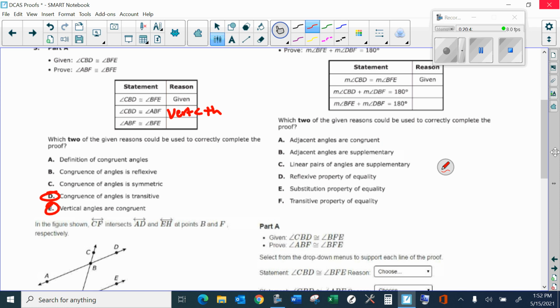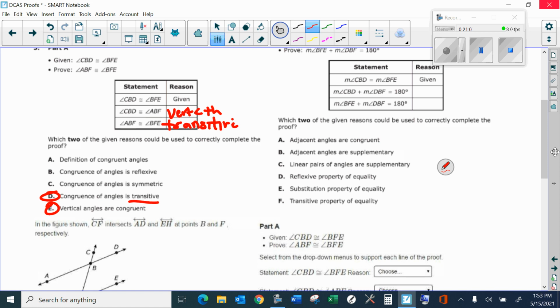Angle 1 is congruent to angle 2, angle 2 is congruent to angle 3, then angle 1 is congruent to angle 3. Transfer property. Congruent should just say transfer property. Congruence of angles is transitive. I've never seen it written that way. That's just how this book apparently did it, but that's just transitive property. That's what you're looking for. Remember I told you if it's not transitive property, you'd be looking for a substitution. Notice they don't have both those there.